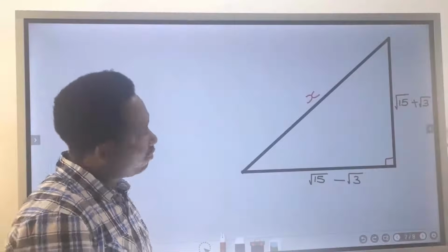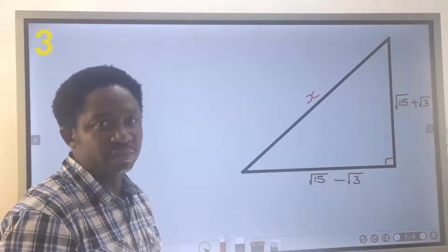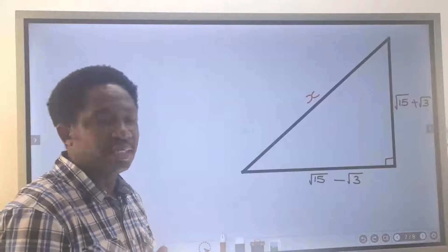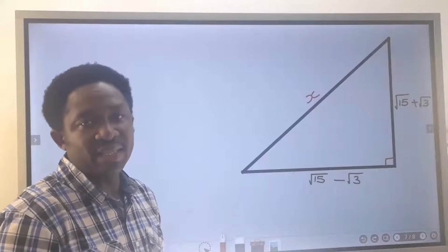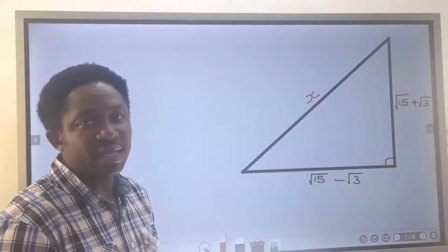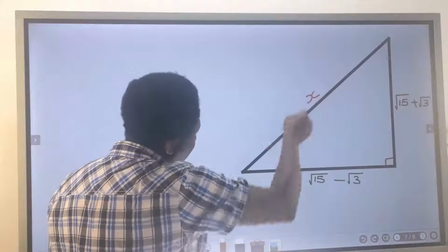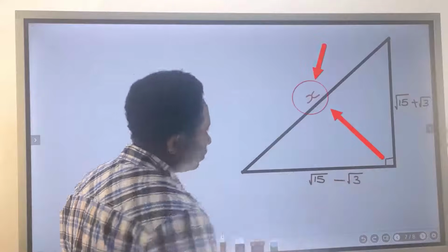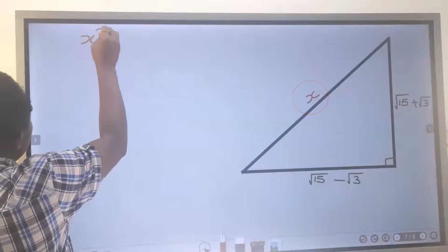Let's find the value of x in this right angle triangle. Because we are not concerned about the internal angles, we're going to consider Pythagoras' theorem. The first step is to identify the longest side. The longest side is the side facing the right angle, and here we're going to write x squared.